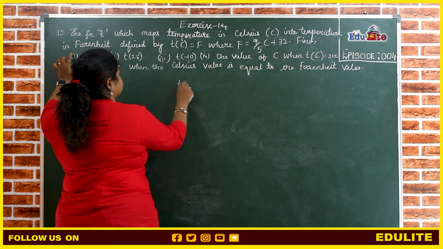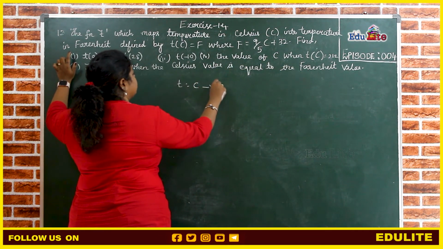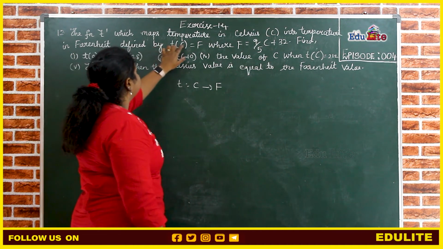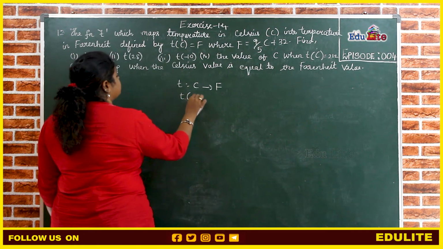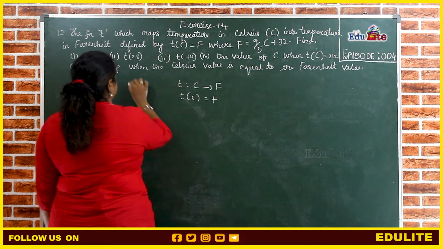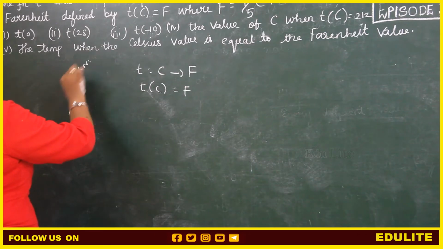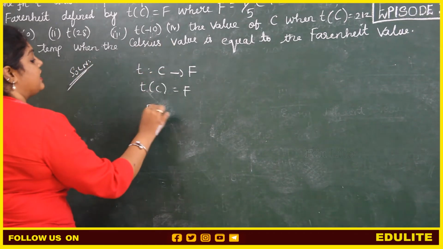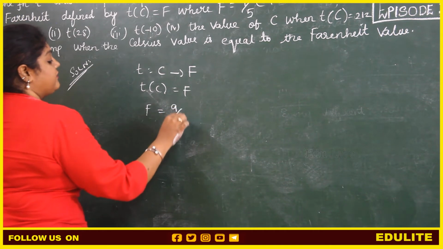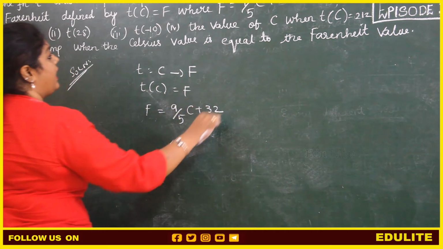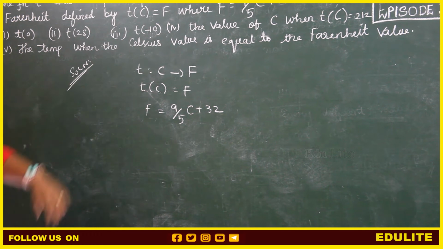So, the last problem in exercise 1.4 is the function T which maps temperature in Celsius into temperature in Fahrenheit, that is T is mapped from C to F and defined by T of C equals F, whereas F is given as 9/5 C plus 32, and we need to find all these subdivisions.